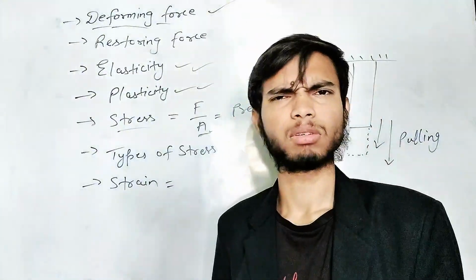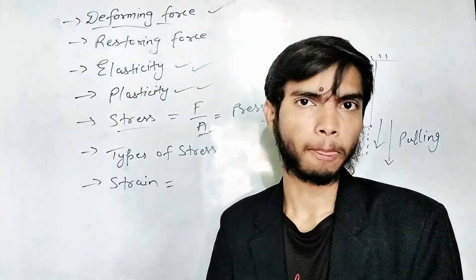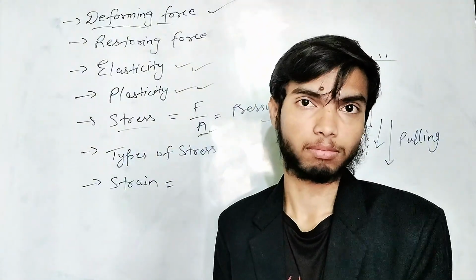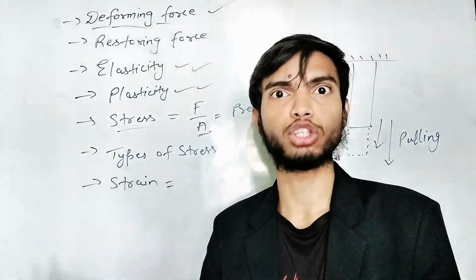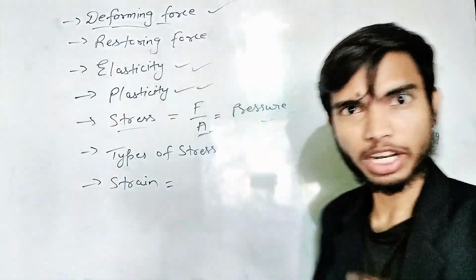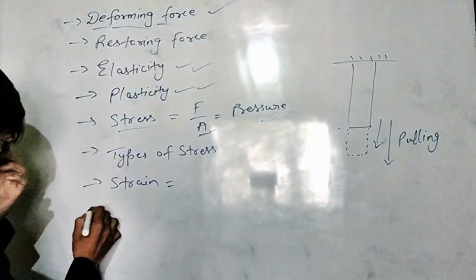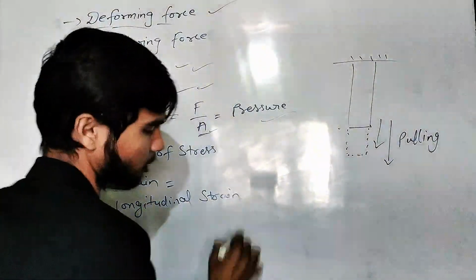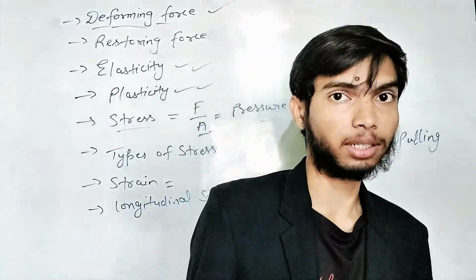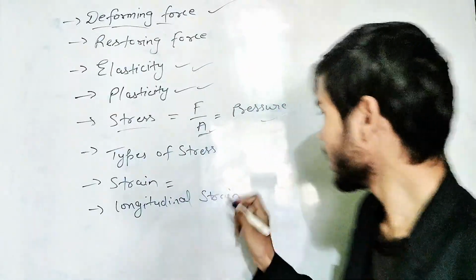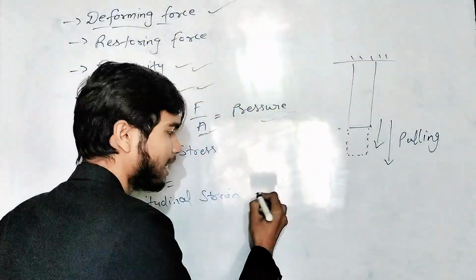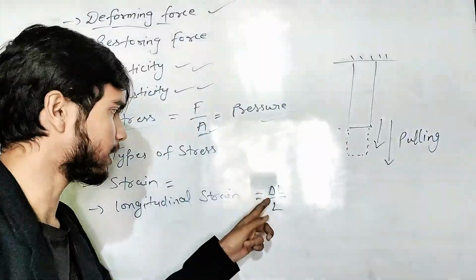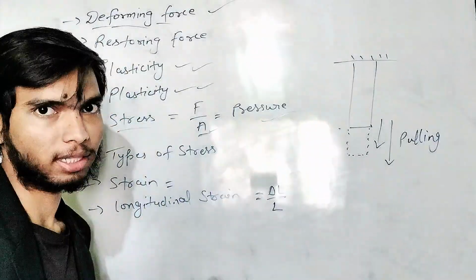There are three types of strain. First, longitudinal strain. I am not saying longitudinal stress, I am saying longitudinal strain. Then volumetric, then shear, or tangential strain. Okay, it is very interesting to understand. Types of strain. First, we have longitudinal strain. Again, it is related to length. It will tell you how much length has changed: change in length upon original length.